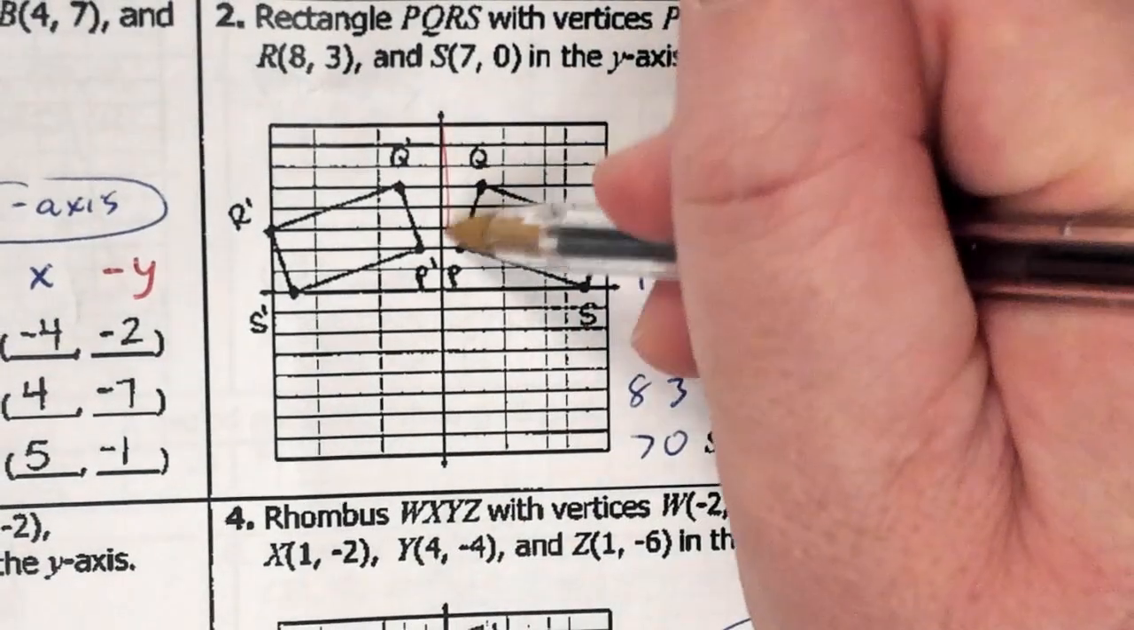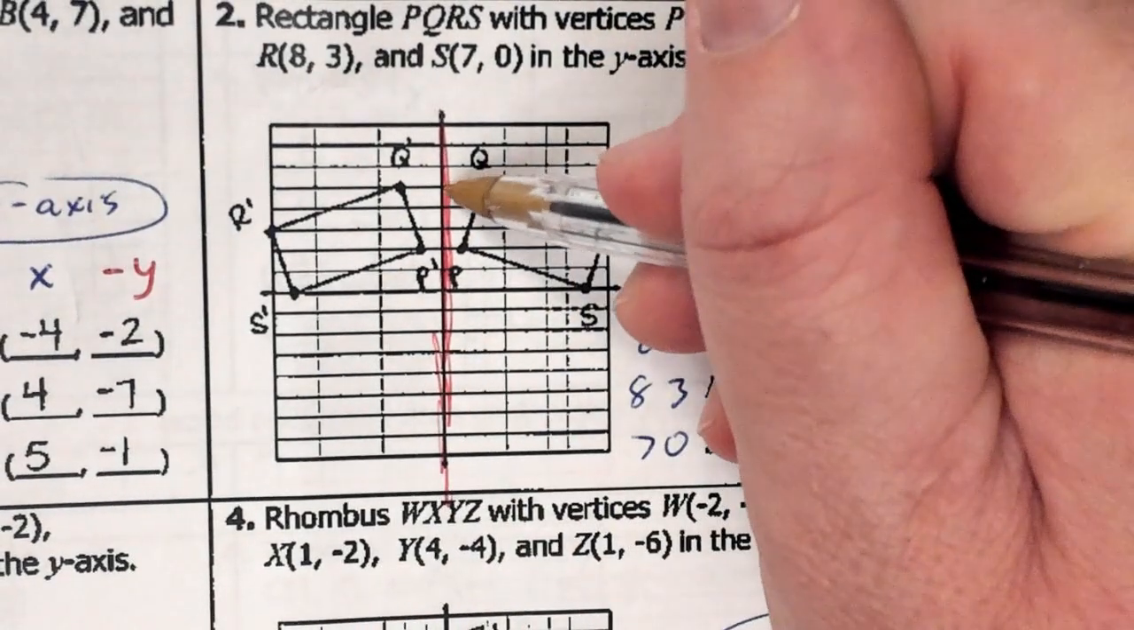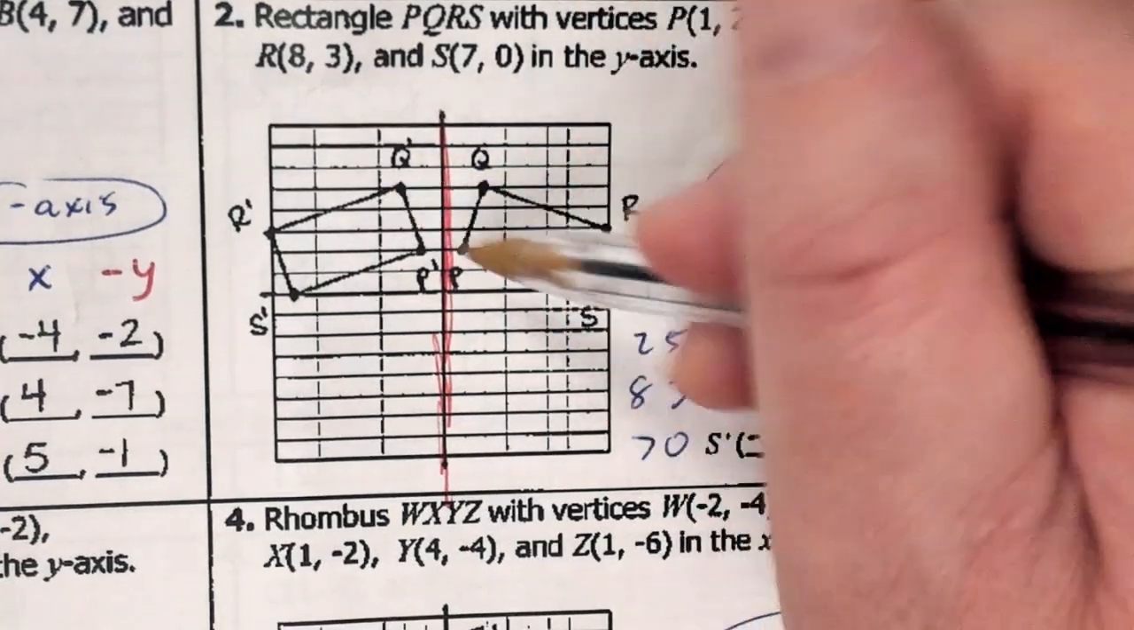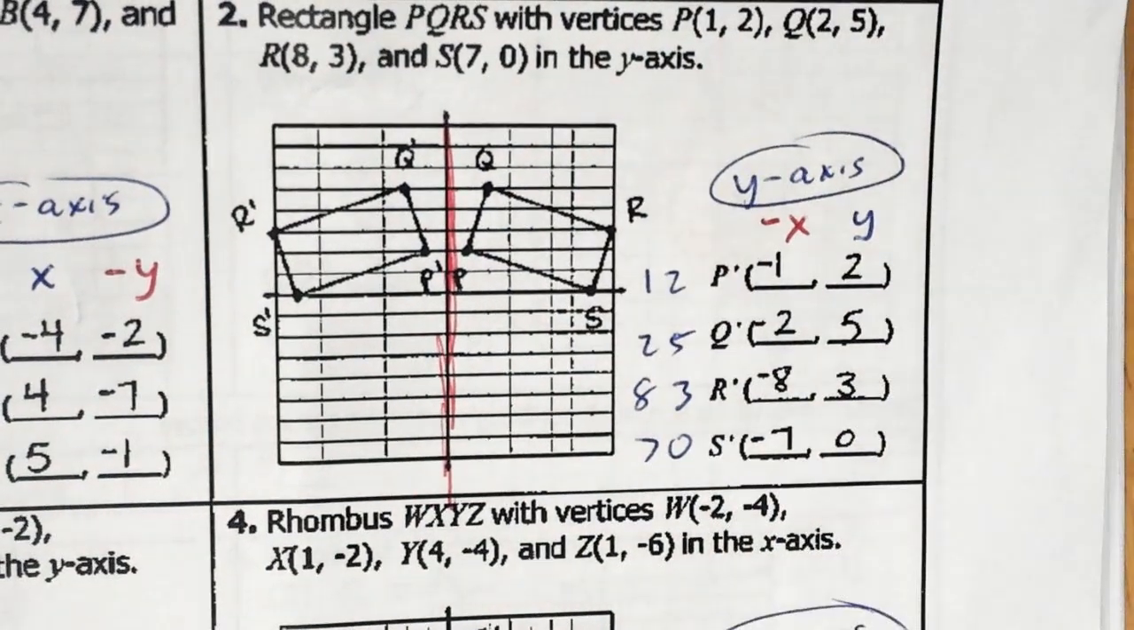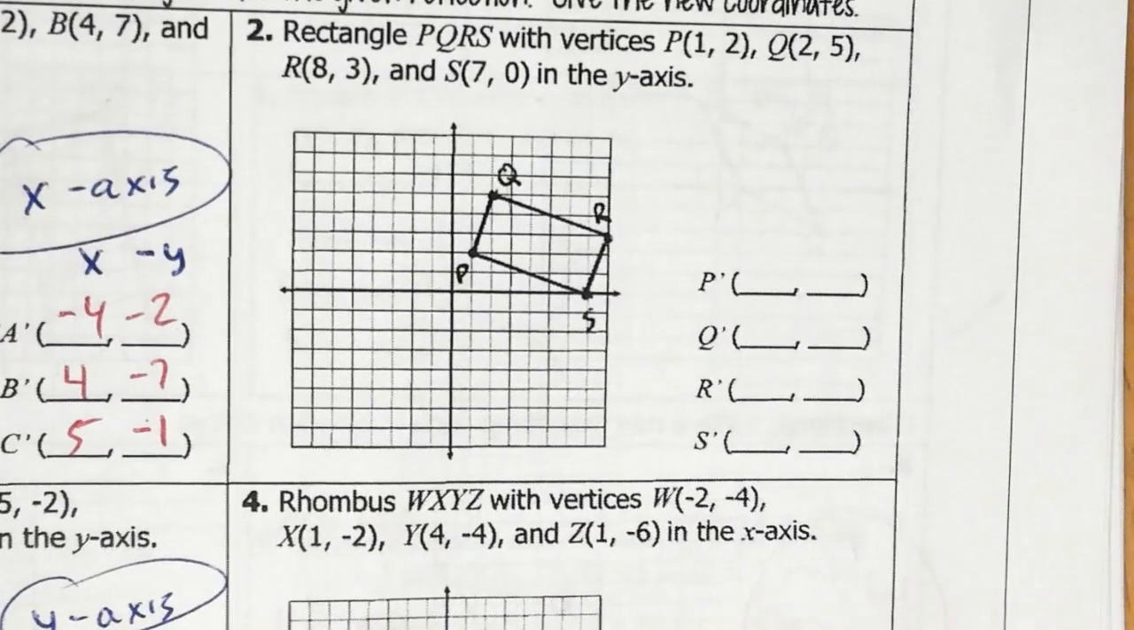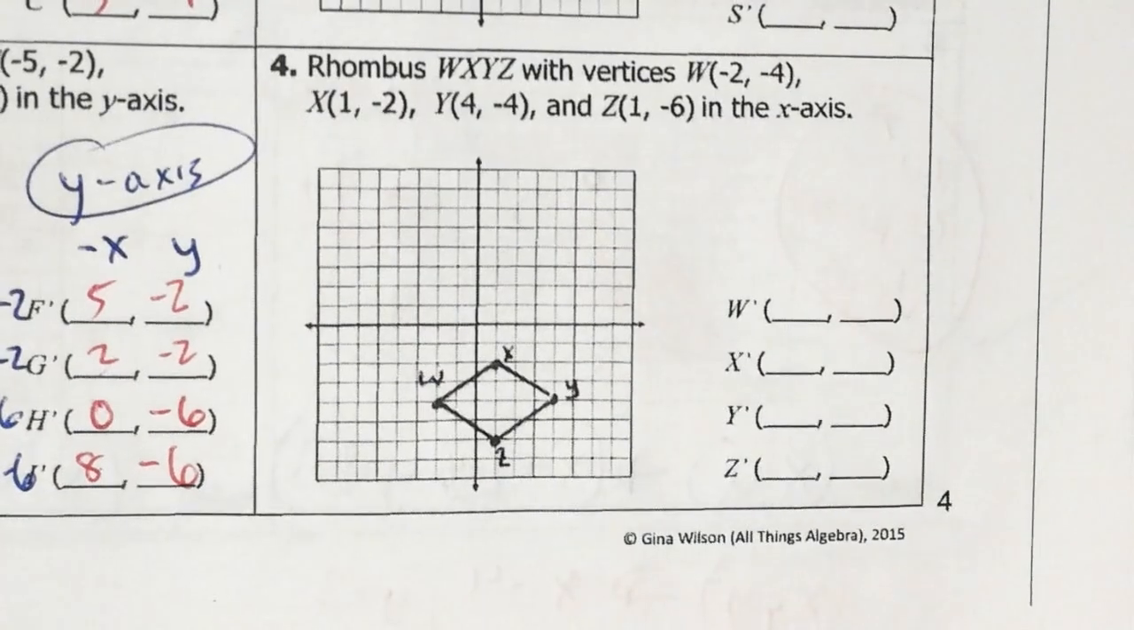So here's the y-axis right here. That's 1 hop. That's 2 hops. So go 2 more hops. And then those are all the coordinates. Okay, you try again. I want you to pause the video and try number 4.